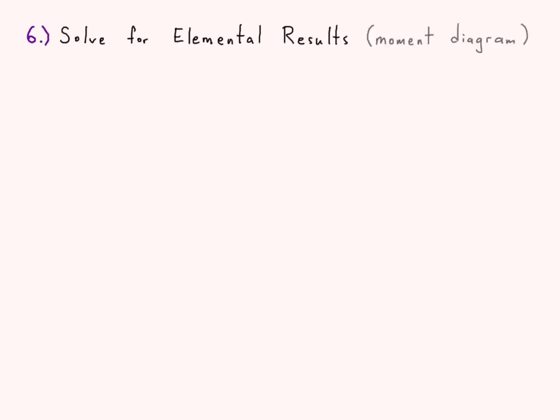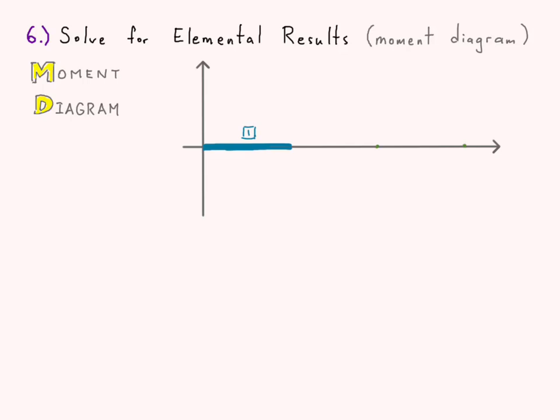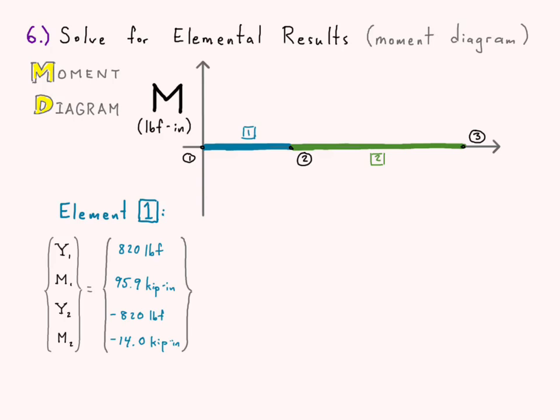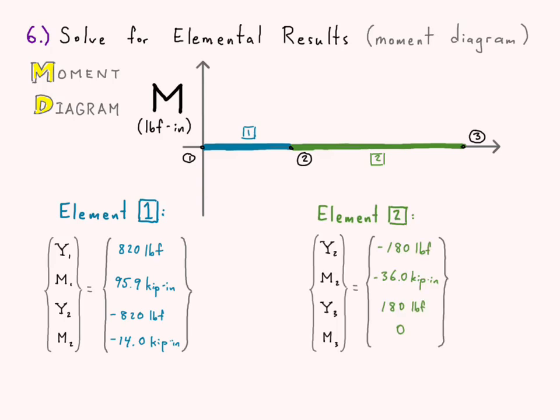All right, so now we go ahead and do the same thing with our moment diagram. Here's our moment diagram. We have element 1, element 2, and some nodes, and there's our moment. We'll go ahead and write out our values for element 1 and our values for element 2. These are the same matrices that we had on the previous slide, just now we're going to highlight the moments instead of the shear values.